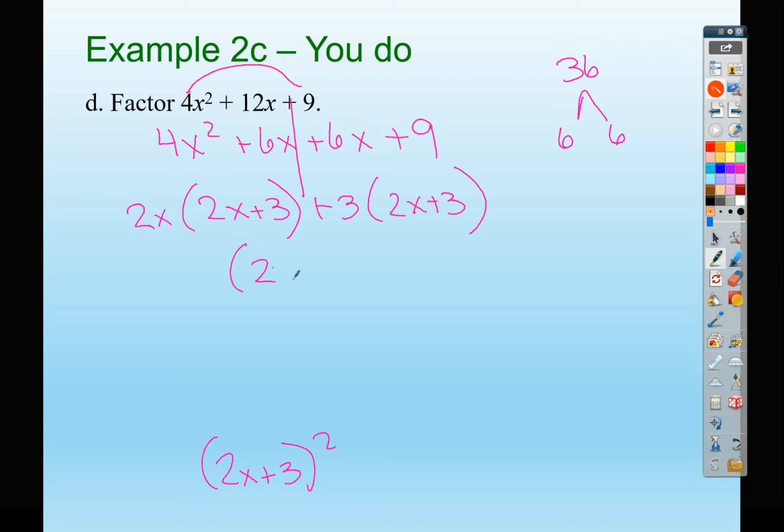So what do they have in common? The 2x plus 3 that's in parentheses, and then what don't they? The 2x plus 3 that's not in parentheses, and since I have the same thing written twice, I can write it as a square.